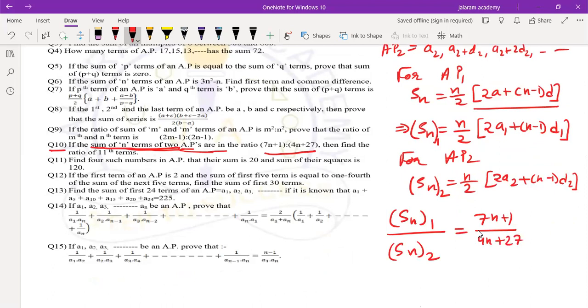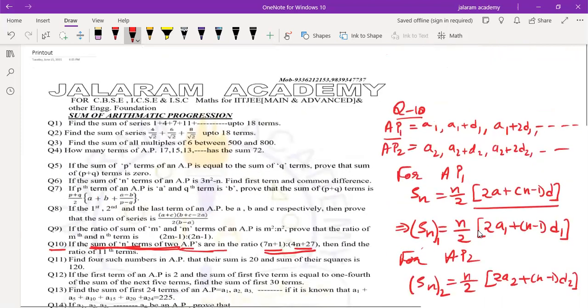If the sum of, read again, if the sum of. It is not the nth term. I have written it wrong, so to avoid your confusion, sometimes students get confused and write the nth term in place of the sum of n terms. So remember, if there is sum of n terms, we have to use this formula only. If the sum of n terms of two APs are in the ratio 7n plus 1 is to 4n plus 27, first we write the sum of n terms of the first AP, assuming the first AP is A1, A1 plus D1, A1 plus 2D1, that is, the first term of the first AP is A1 and its common difference is D1, and the first term of the second AP is A2 and its common difference is D2.